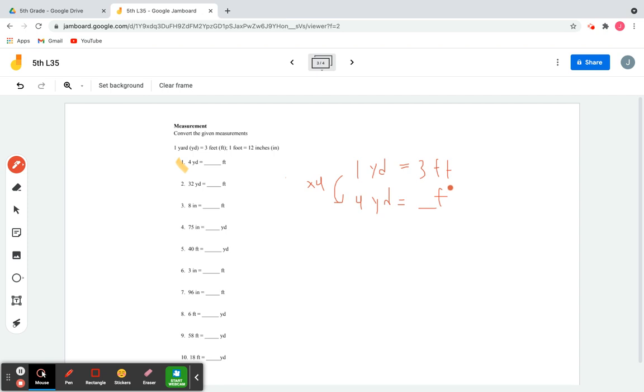So in order to solve for feet, we're going to do 3 times 4 because we multiplied 4 for this side. So we have to do the same thing for this side too. So we have to multiply 4 for this side too. So 3 times 4 is 12. And then the answer will be 12. So 4 yards is the same as 12 feet. Okay.